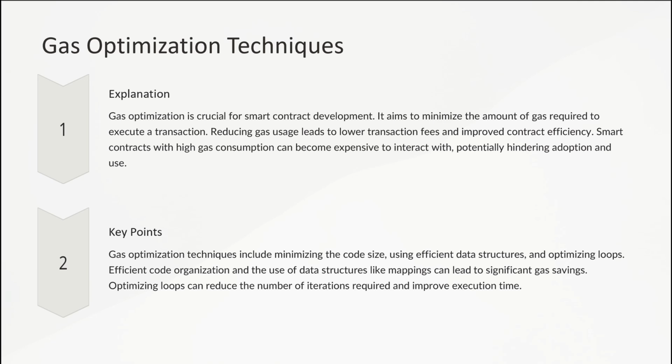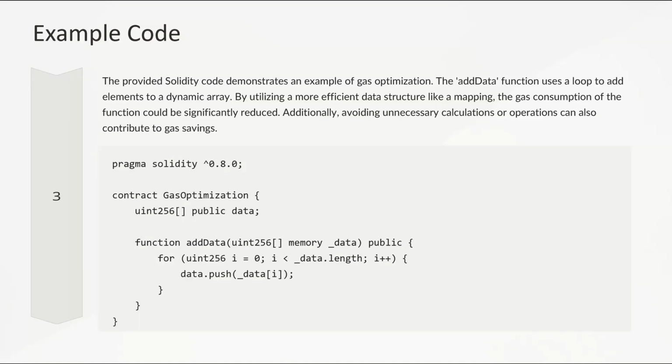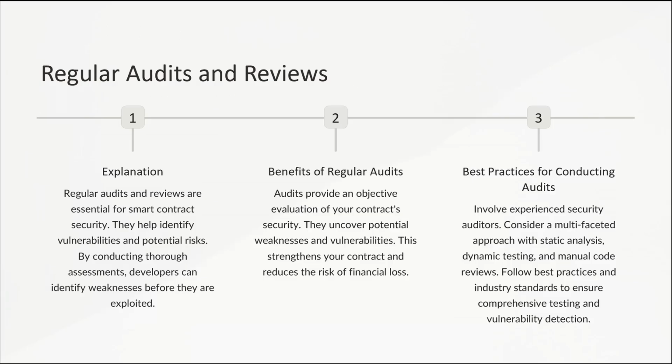Some key points for gas optimization are minimizing code size and using efficient data structures, optimizing loops and avoiding unnecessary calculation, using mappings instead of arrays where possible. In the provided Solidity code, the addData function uses a loop to add elements to a dynamic array. By using a more efficient data structure like mapping, gas consumption can be significantly reduced.